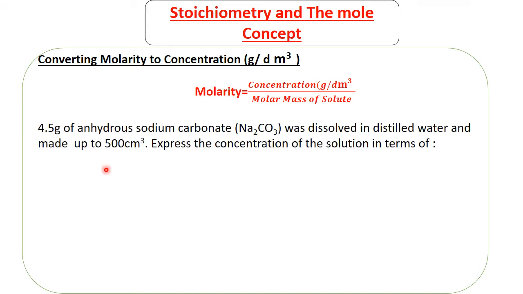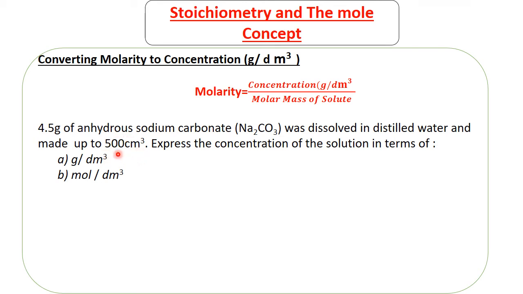So here's an example. 4.5 grams of anhydrous sodium carbonate was dissolved in distilled water and made up to 500 centimeter cubed. Express the concentration of the solution in terms of A, grams per decimeter cubed, B, moles per decimeter cubed. So we're going to start with grams per decimeter cubed. We have been given the mass and the volume, so this should be easy. The job is just to convert this to decimeter cubed.